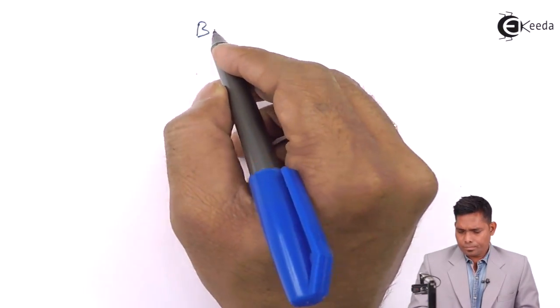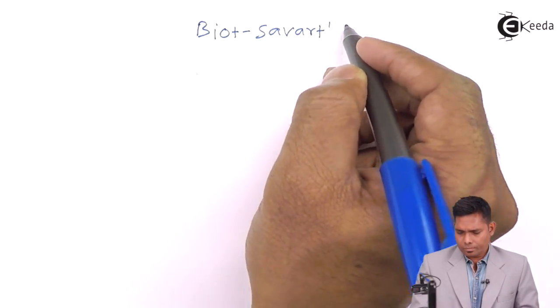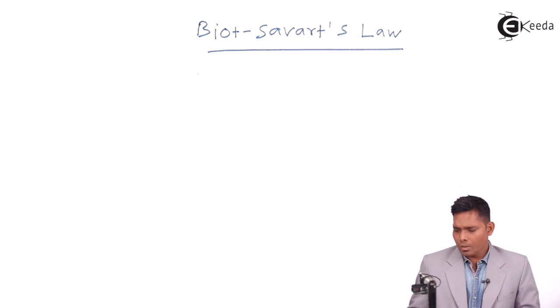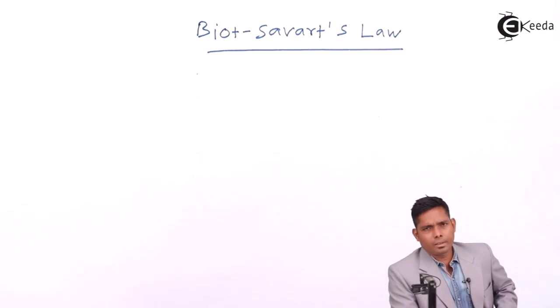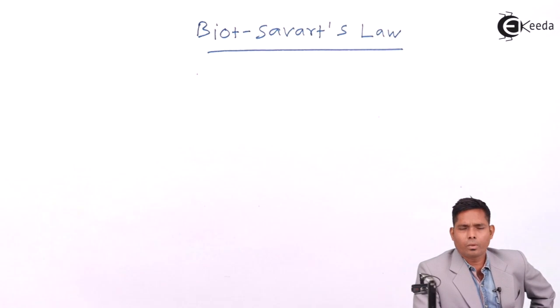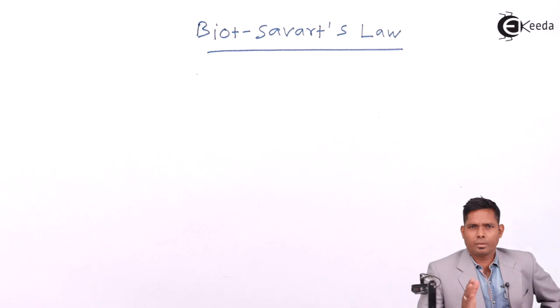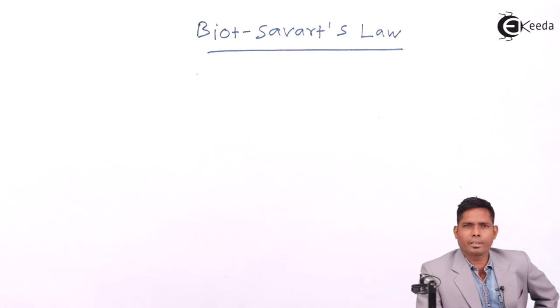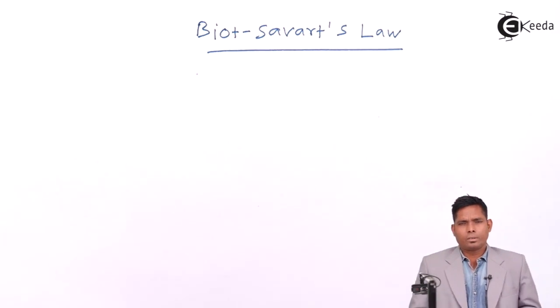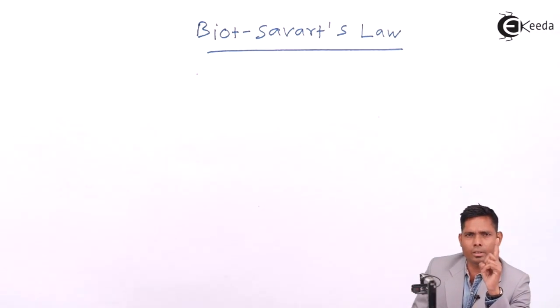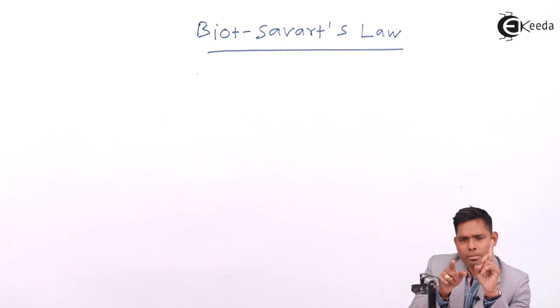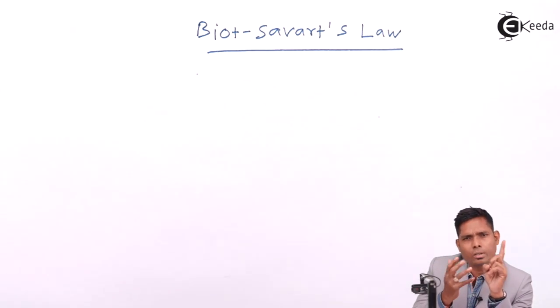Students will discuss the Biot-Savart law. This law is used to find the magnetic induction at a point near a current carrying conductor, whether near a straight conductor nearby, here or anywhere, you can find the magnetic field.